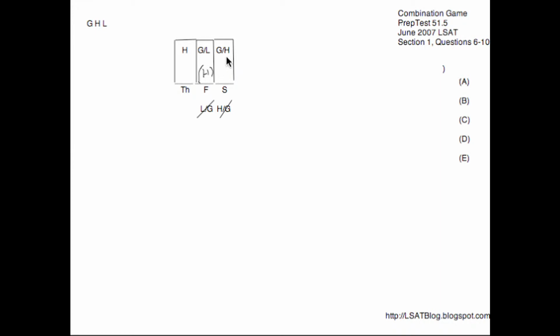And for Saturday, if we can only have one of G or H on Saturday, that means that the only other variable that could potentially go on Saturday would be L. So I'll mark that down in parentheses there as well. So this right here is our diagram and setup for the game. Not a whole lot to do in terms of upfront inferences. We'll be doing a lot more work over the course of the game as we get into specific questions.